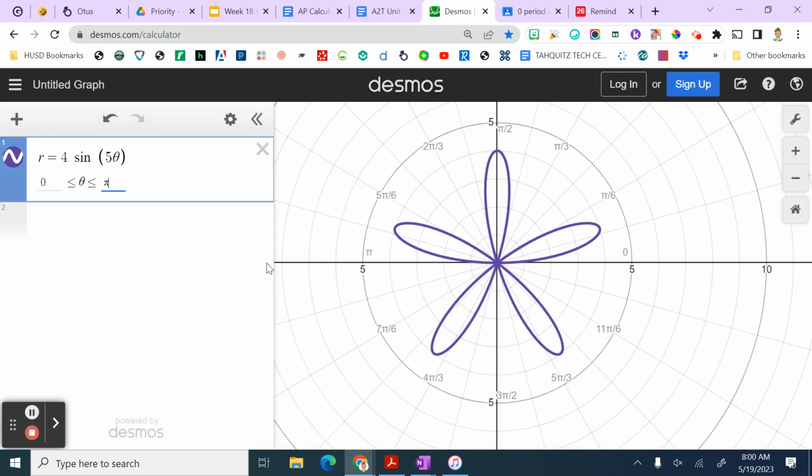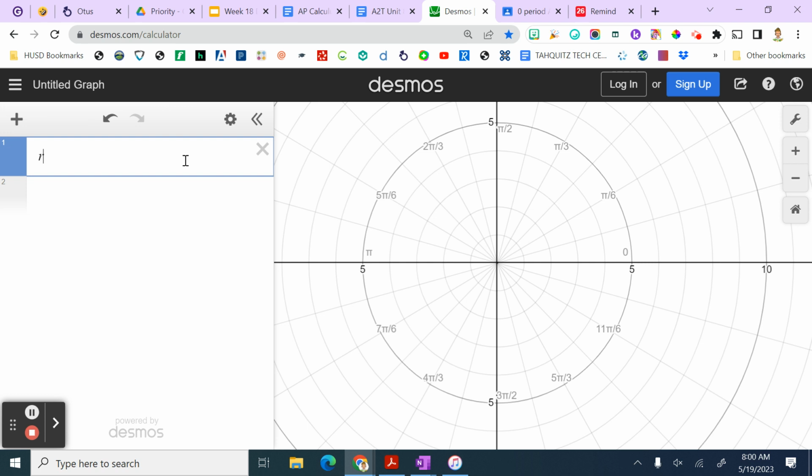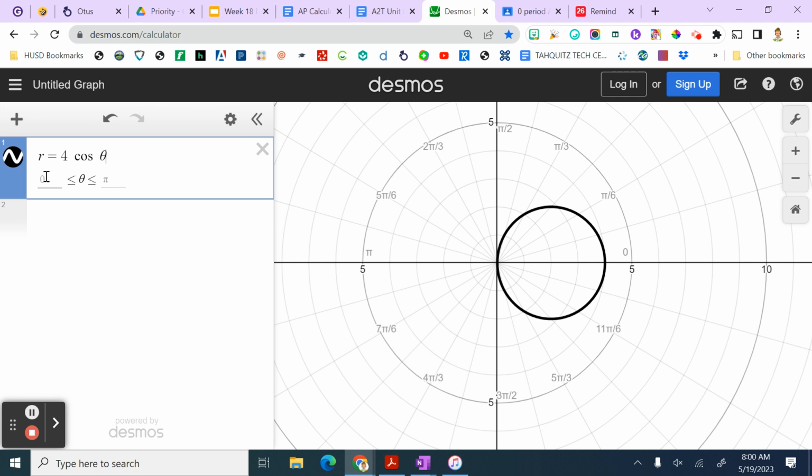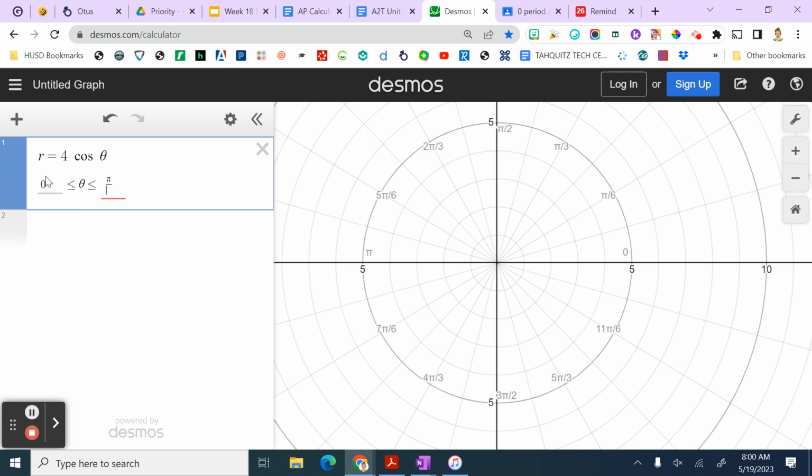All right, let's see. R equals 4 cosine of theta. All right, look at what they said. So they're saying 0 to pi gets us 1 revolution. If I do 2 pi, you're not going to see any change, right? If I do 0 to pi over 2, I only get half. So 0 to pi on this one.